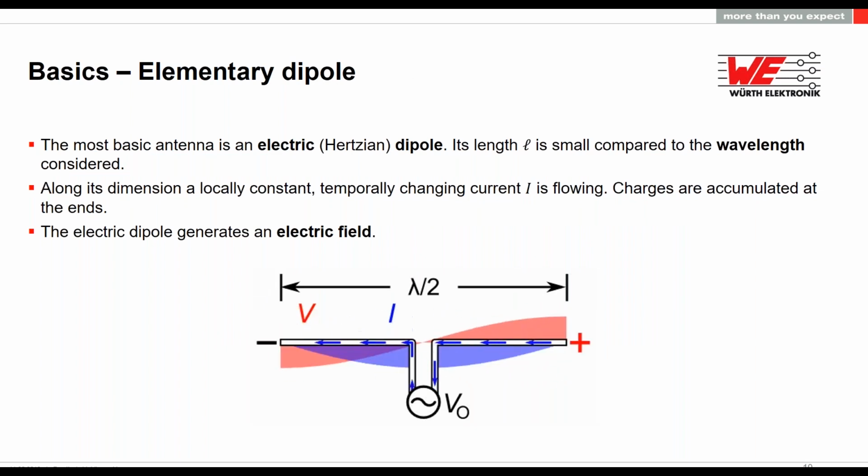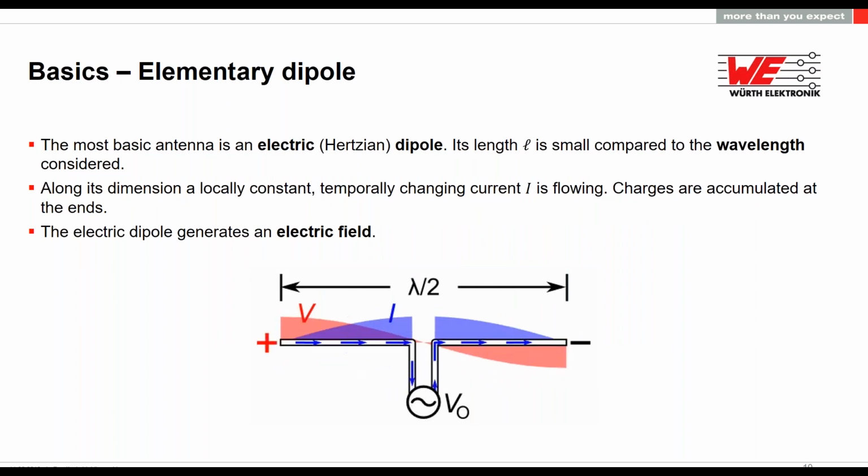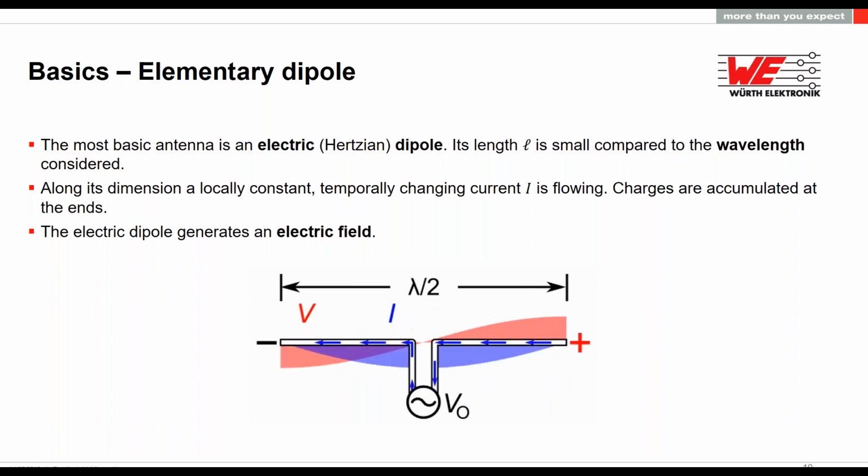As we said, this was the dipole antenna. This is the theory under it, and this is composed of two parts. Then we have the potential difference between these two parts. This changing field is creating an electromagnetic wave. This electric dipole, as it is called, or Hertzian dipole, creates an electric field.